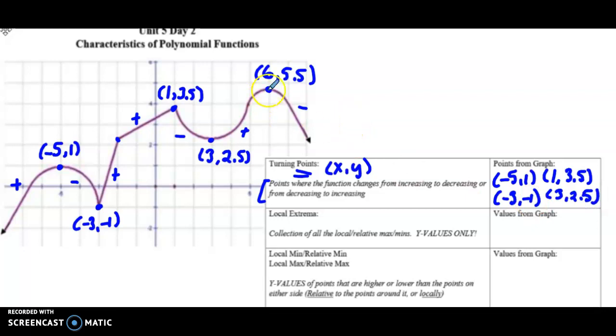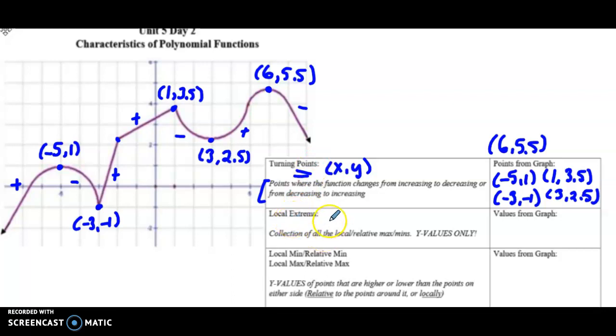And then the final point right here, notice I'm going uphill, and at 6, 5.5, I start going downhill again. All right, so that point right there, the 6, 5.5 is also a turning point. So once again, I just want you to keep in mind that these are points. They are X, Y points. They're called turning points.